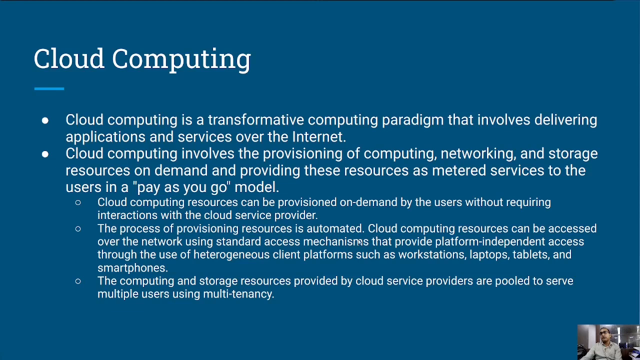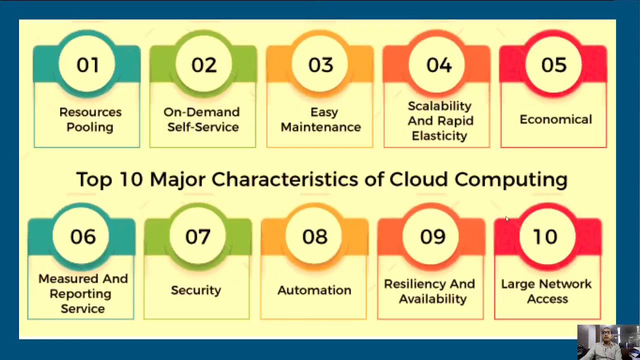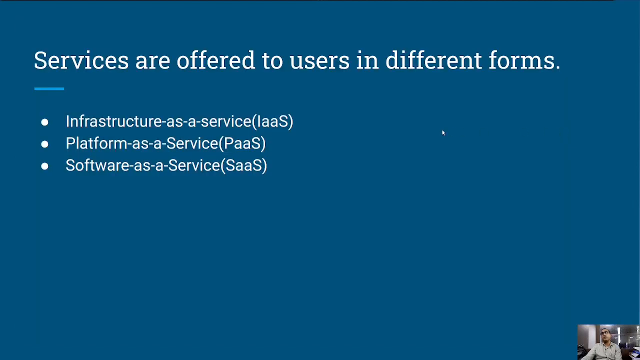The process of provisioning resources is again automated, and the cloud computing resources can be accessed over the network using standard access mechanisms. So it can be computing, storage. These are some major characteristics. Resource pooling, on-demand self-service, easy maintenance, scalability and rapid elasticity, economical, measured and reporting service, security, automation, resiliency and availability, large network access are some of the major advantages of cloud computing.